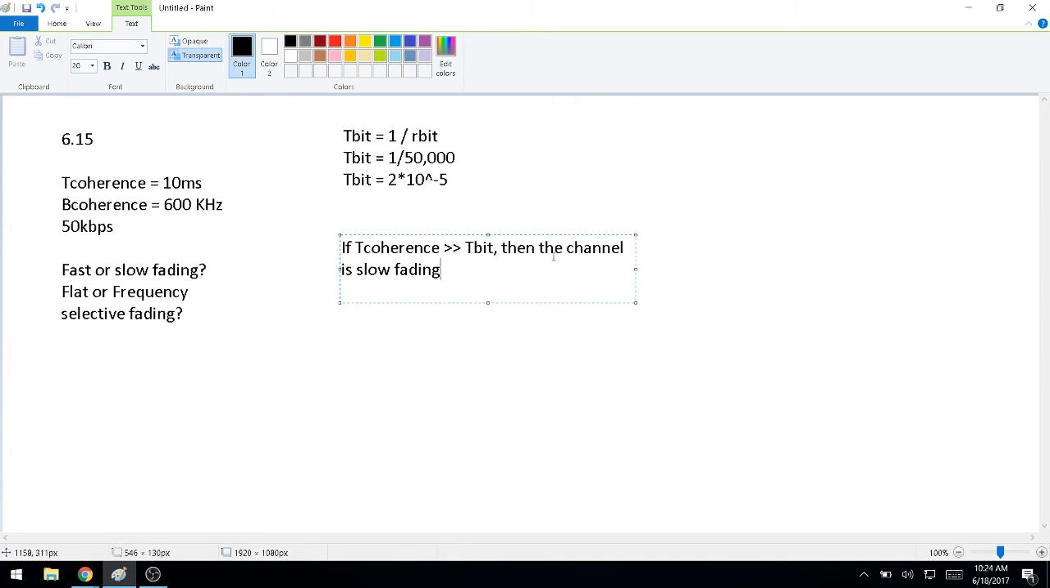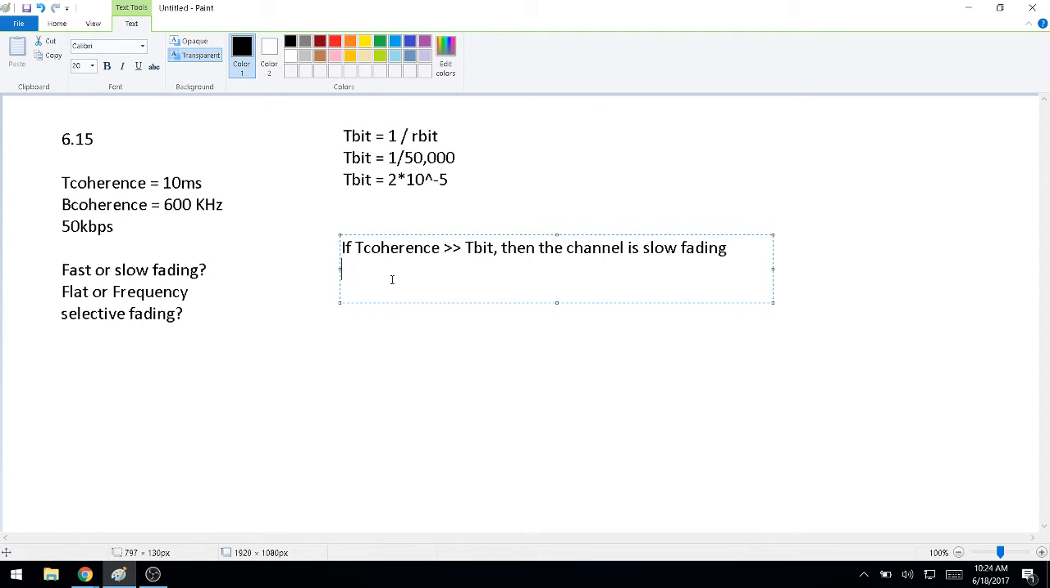Given these two pieces of information, the bit time that we just calculated versus the coherence time, if our T coherence is much greater than our T bit, then the channel is slow fading. The question here is, how much greater is much greater? What's our threshold here? Generally we can use 10 times greater as the value that we're making the comparison to. So what we're looking for is whether our T coherence time, our 10 milliseconds, is greater than our T bit time by a factor of 10.